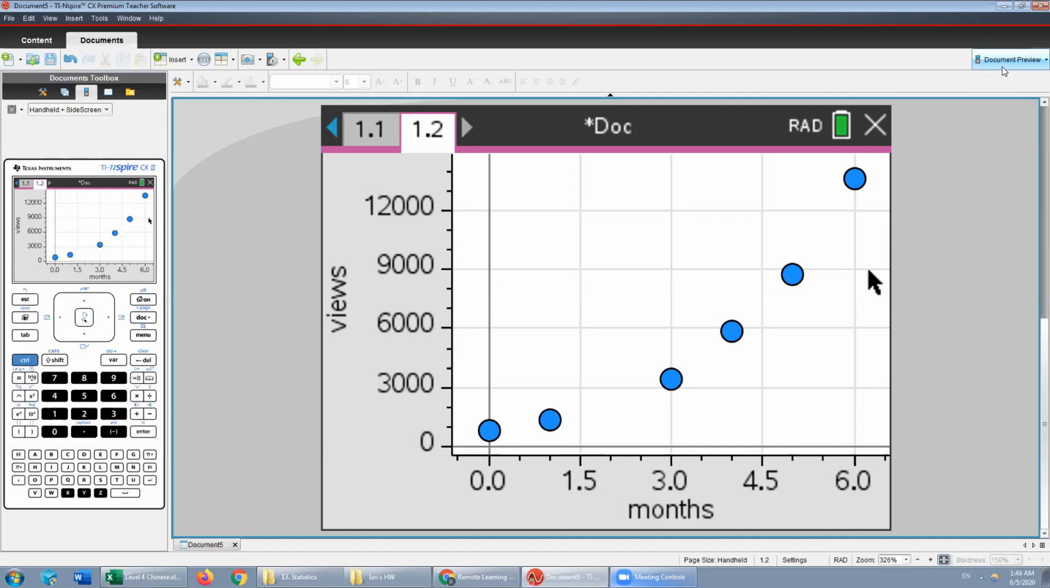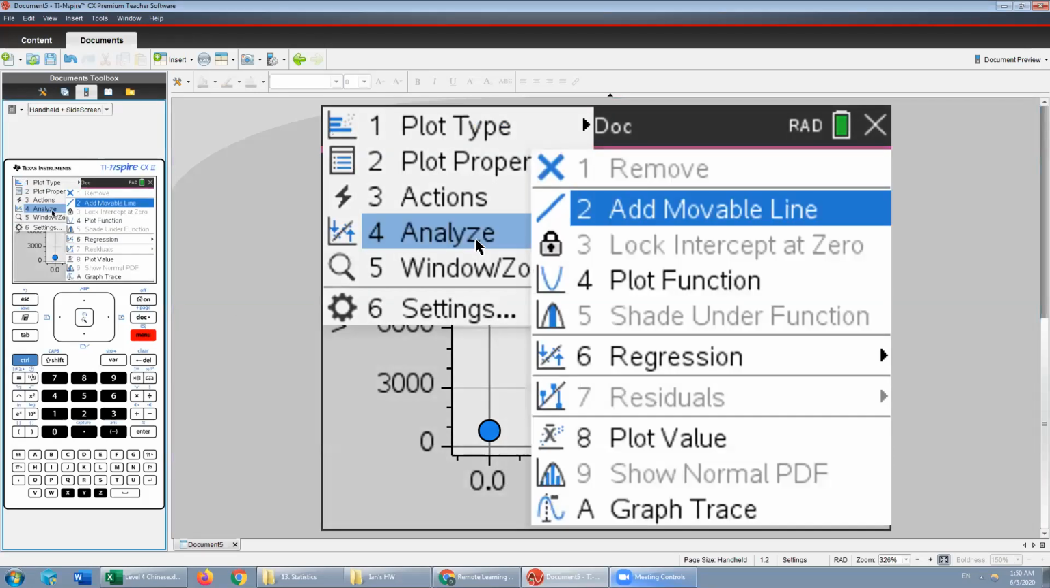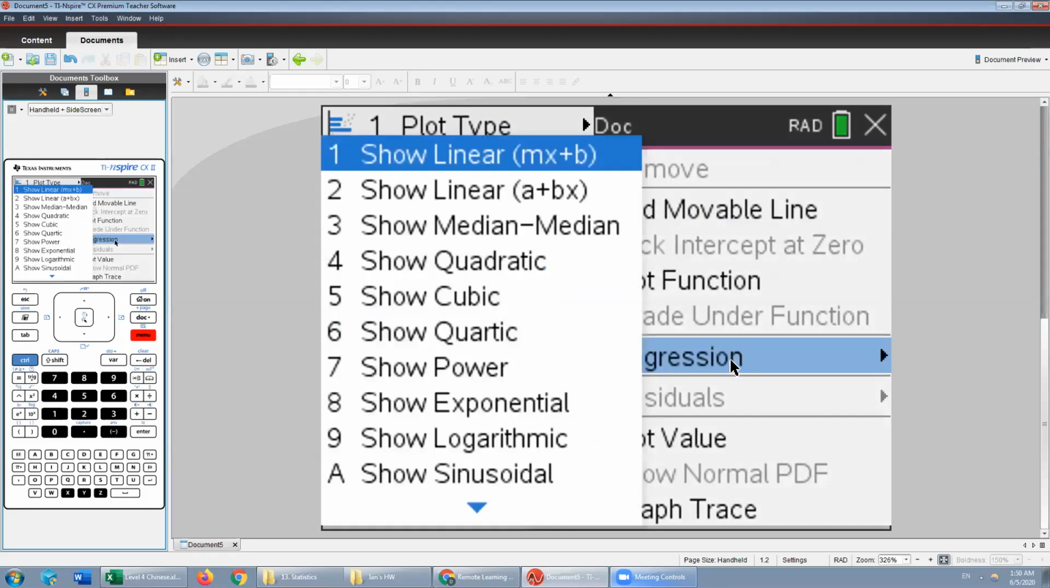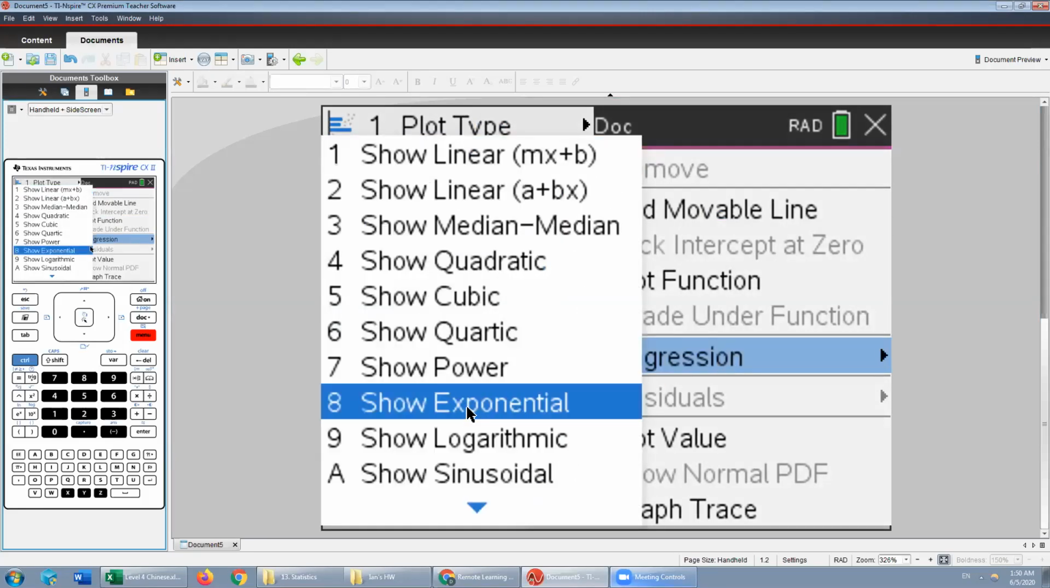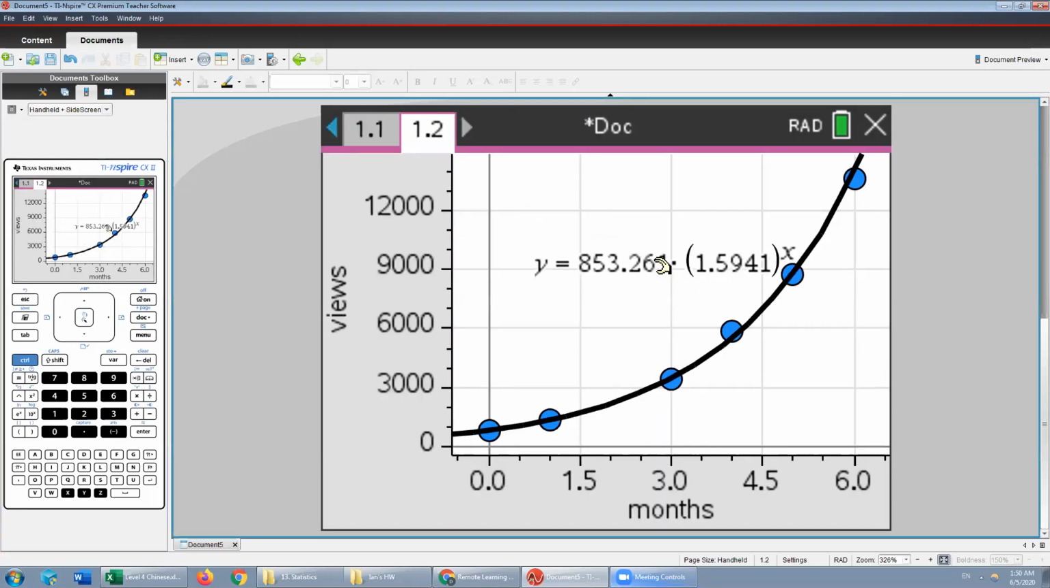All right, so write a regression equation that best models these data. Round all values to the nearest hundredth. All right, so let's go to menu, analyze, regression. And again, we're going to go down to choice 8, which is show exponential. And wow, you see how nice that fits all the data? So letter B, write your regression equation. I'm writing y equals 853.26, two decimal places rounding to the nearest hundredth, times, in parentheses, 1.59 to the x power.